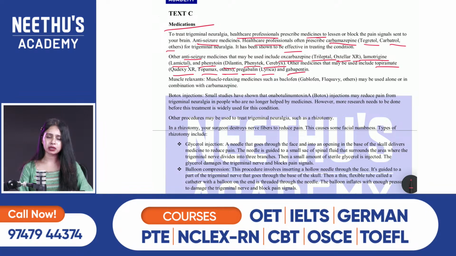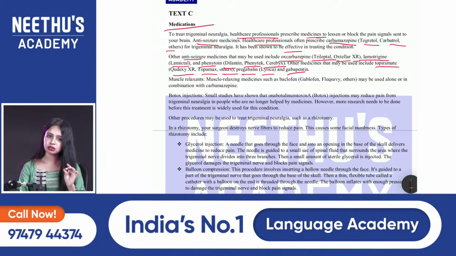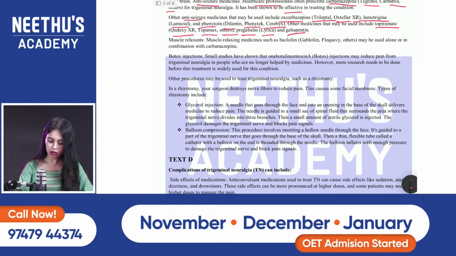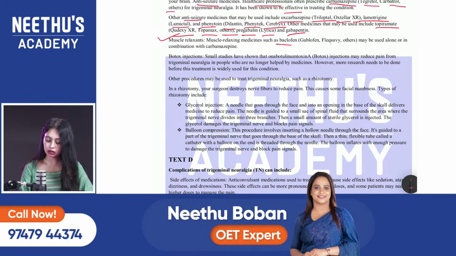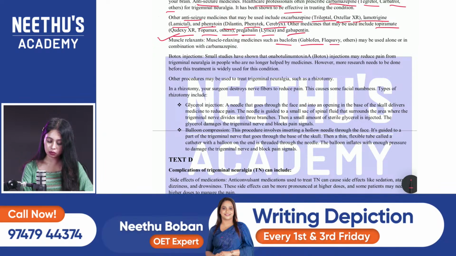Okay, a lot of medicines. So definitely if any question is asking about a particular name of a medicine, answer it. Definitely text D. Sorry, C. Muscle relaxants. So what are the muscle relaxants? Along with baclofen. Okay, so you can provide a combination of baclofen and carbamazepine.